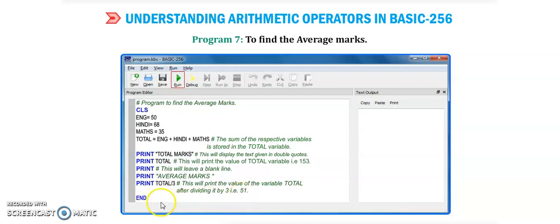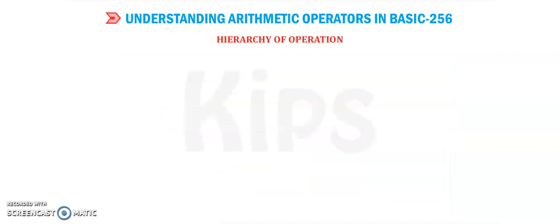So after that we have to write, and the output will be here total marks 153 and average marks, after calculating 153 divided by 3, is 51. Okay, so this is the program for finding the average marks.